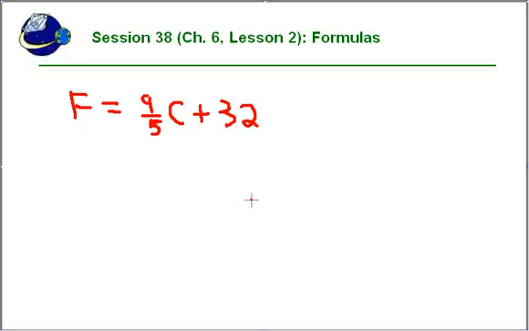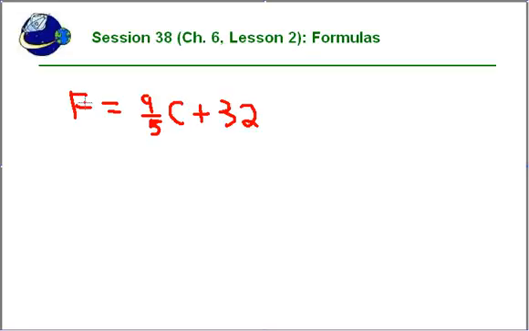In session 38 here, we're going to take a look at a basic overview of formulas. And really, formulas are just algebraic equations that have been written to solve common types of problems in everyday life. So here's an example of a formula. F equals 9/5 C plus 32. Some of you, I'm sure, already recognize that. This is the formula for determining the temperature outside in degrees Fahrenheit when you're given the temperature in Celsius.